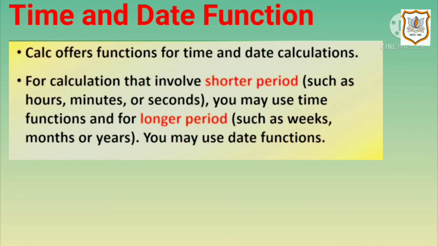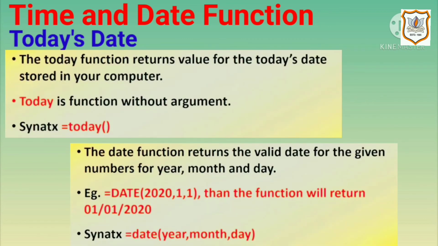Next are the time and date functions. Calc offers functions for time and date calculations. For calculations that involve shorter periods, you may use time functions. For longer periods, you may use date functions. The first function of time and date is the TODAY function. The TODAY function returns the value for today's date stored in your computer. TODAY is a function without argument. Syntax: equal to TODAY().